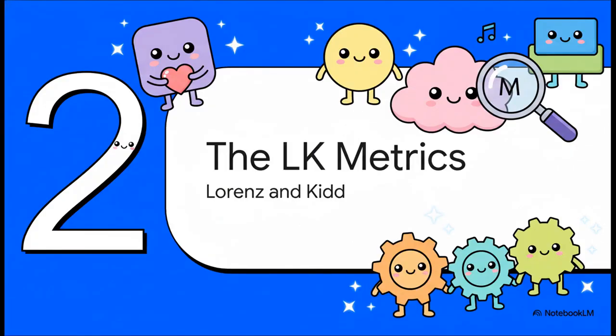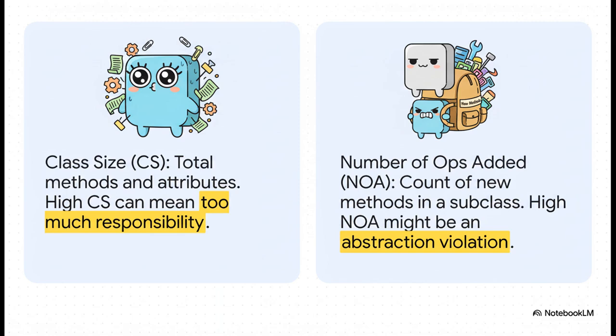So the CK metrics are a fantastic starting point, but they are not the only toolkit out there. Let's just briefly touch on another perspective, the LK metrics from Lorenz and Kidd. These tend to focus a bit more on the nitty-gritty details of the class structure itself. Let's just look at 2 key LK metrics to get a feel for their approach. First is class size, or CS. This one's a simple but really powerful count of all the methods and all the attributes.